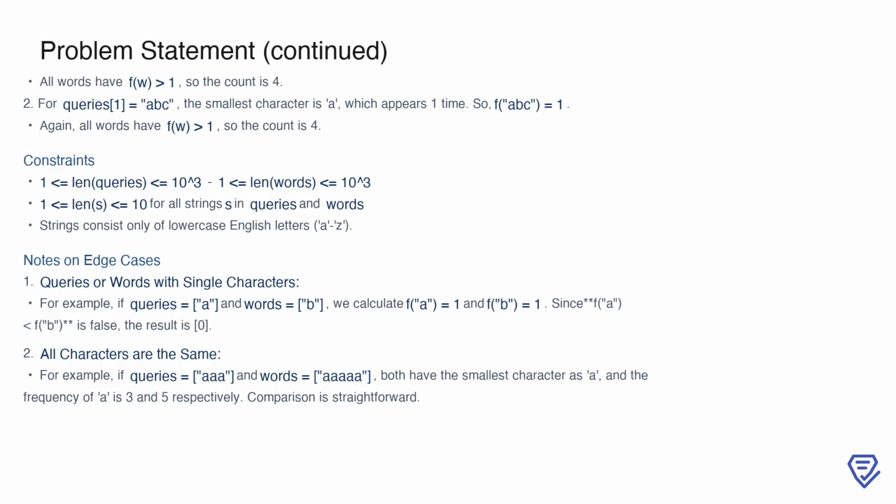Moving on to constraints, the problem guarantees that the lengths of queries and words are up to 1000, and the length of each string is up to 10. Strings consist only of lowercase letters, and this ensures that we can calculate fs efficiently within the given limits.